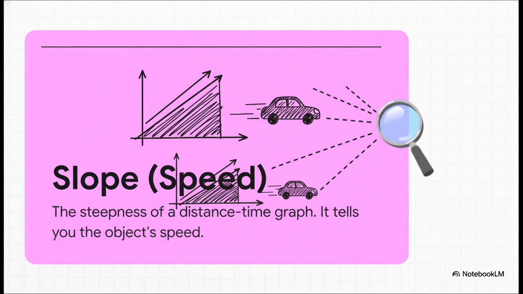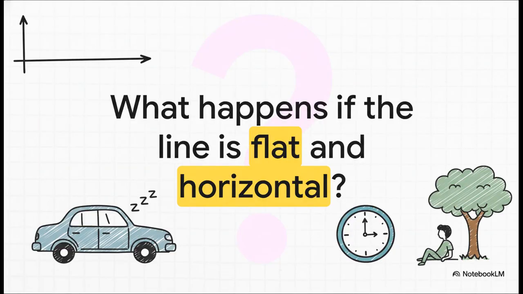Now look at how steep that line is. In physics, we call this steepness the slope. And for a distance time graph, the slope has a very special meaning. It tells us the speed of the object. A steeper line means a higher speed, and a less steep or gentler line means a slower speed. Simple, right? Here's a good question for you to think about.